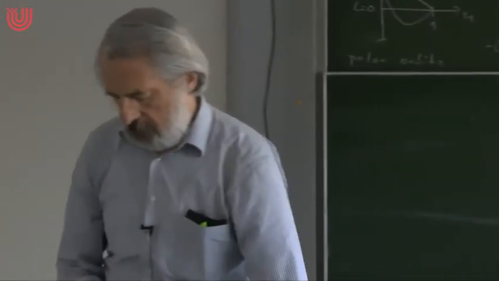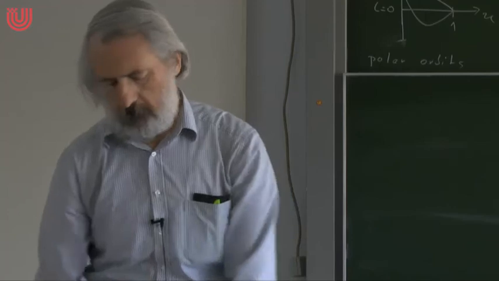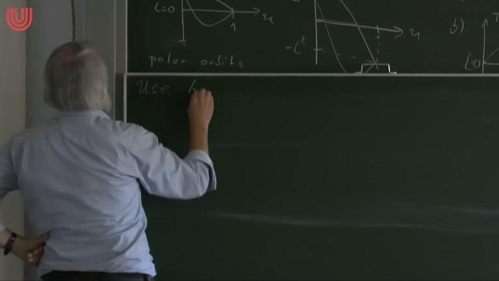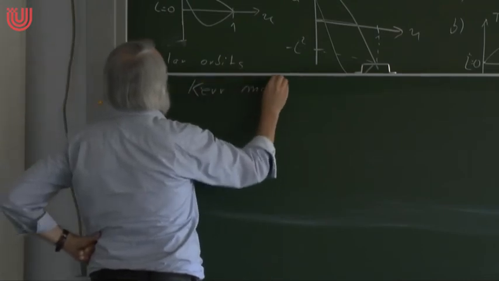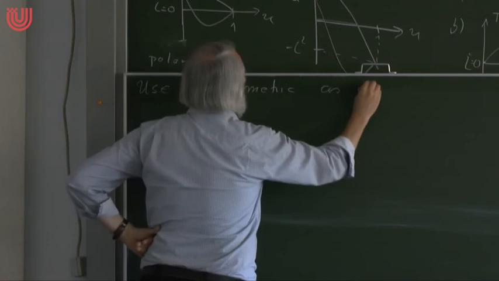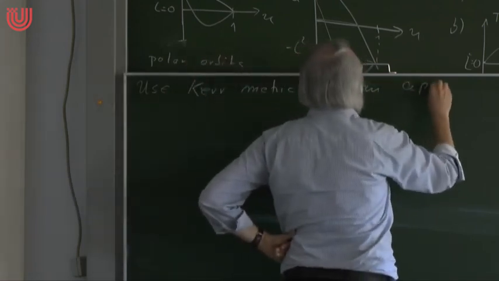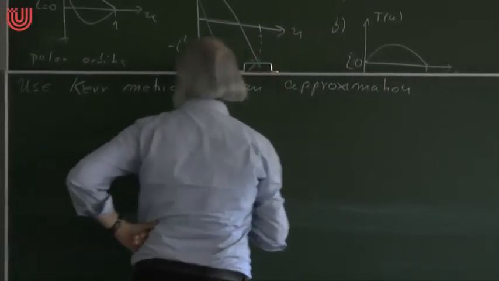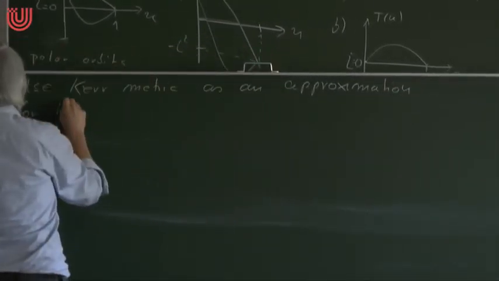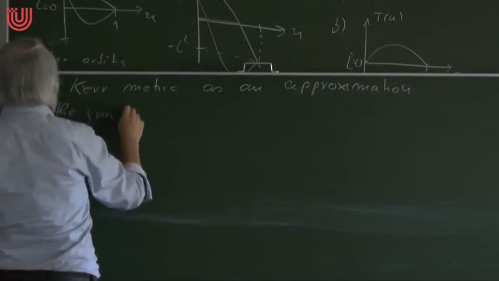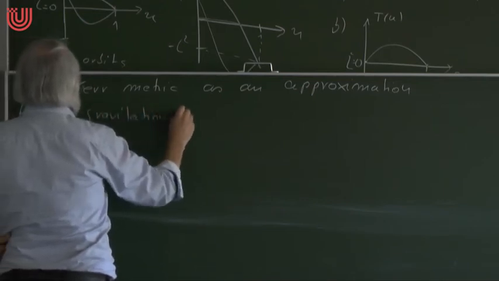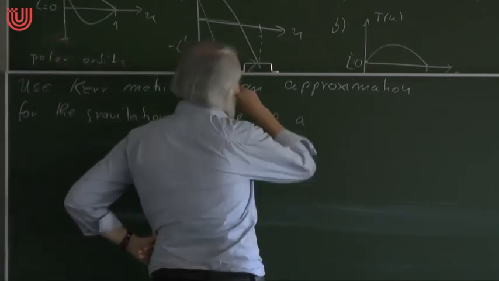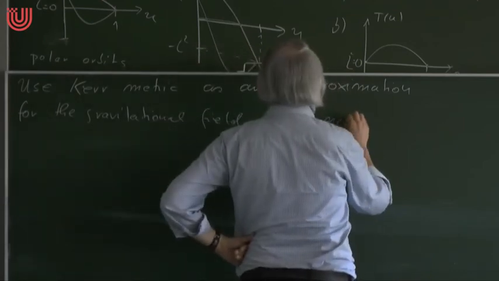So what we can do is we use the Kerr metric as an approximation for the gravitational field of a non-collapsed object, meaning not a black hole.